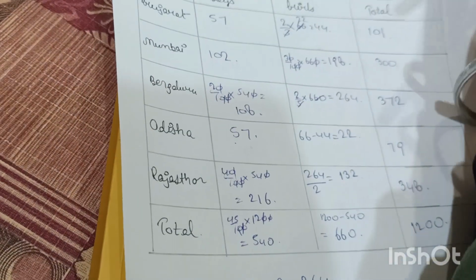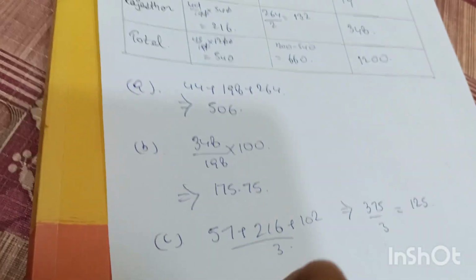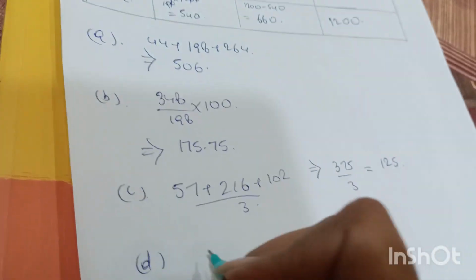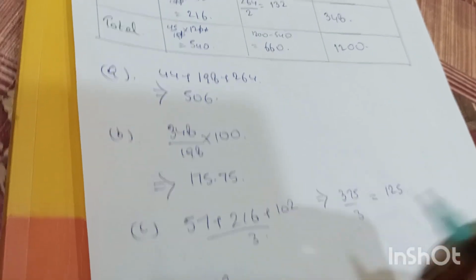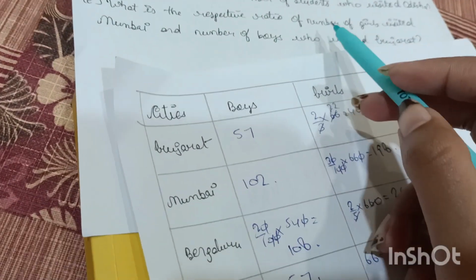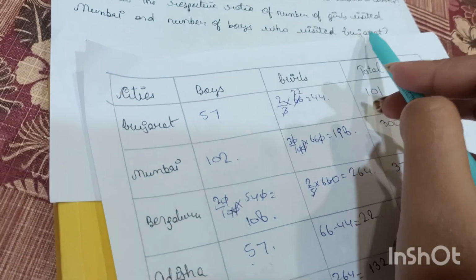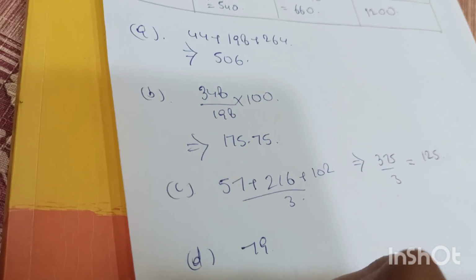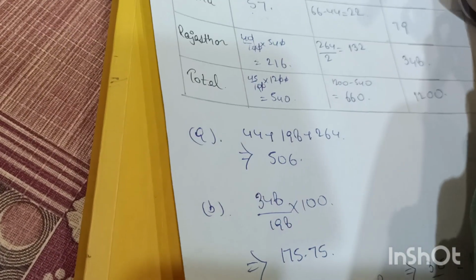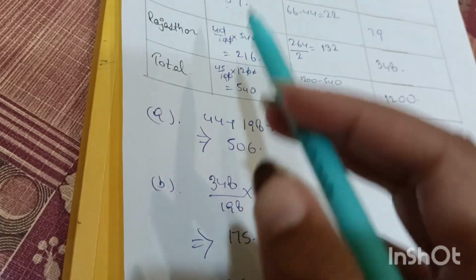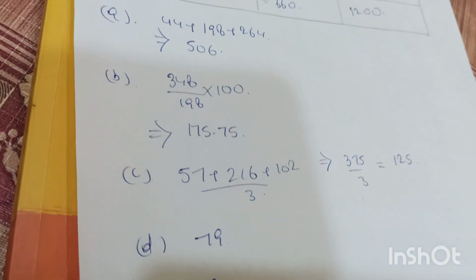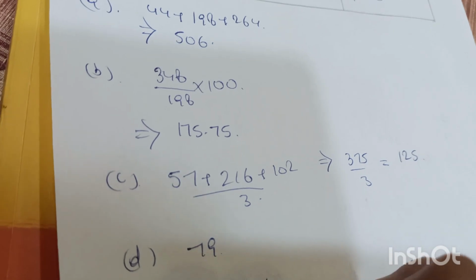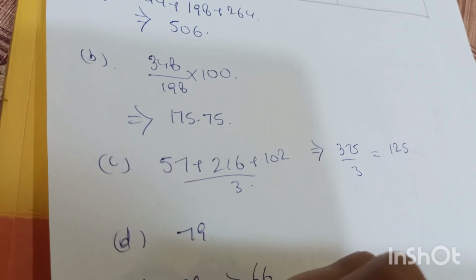Okay. What is the total number of students who visit Odisha? So it is 79, direct value. So E, what is the ratio of girls who visited Mumbai and boys who visited Gujarat? Girls who visited Mumbai 198 and boys who visited Gujarat 57. So when you will solve, you will get the value as 66 upon 19. You can divide it by 3.